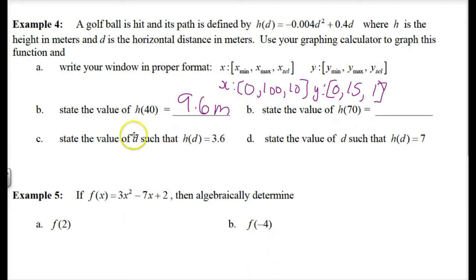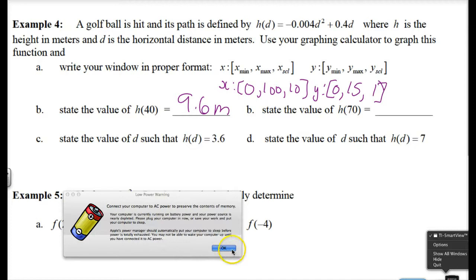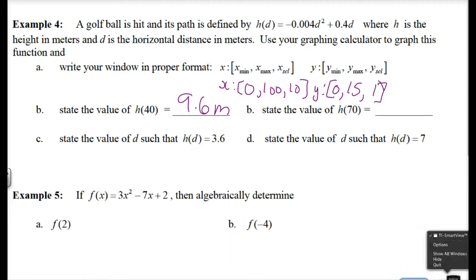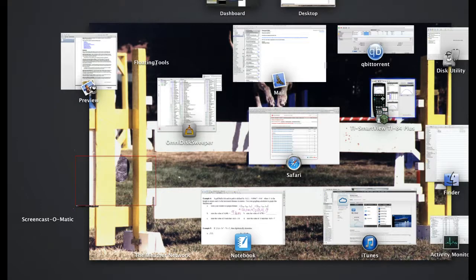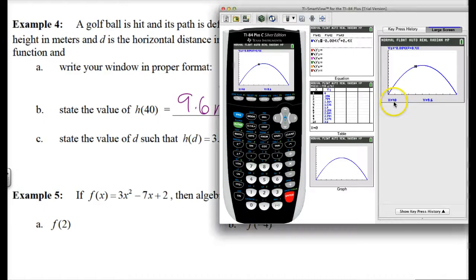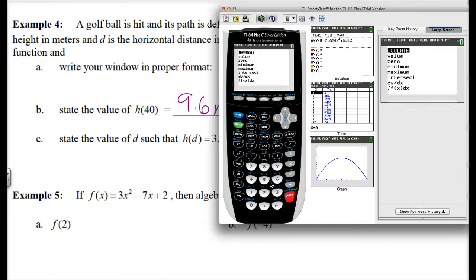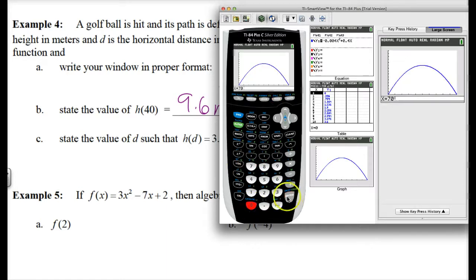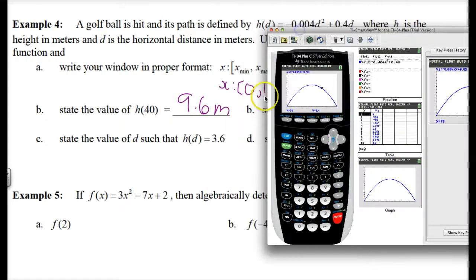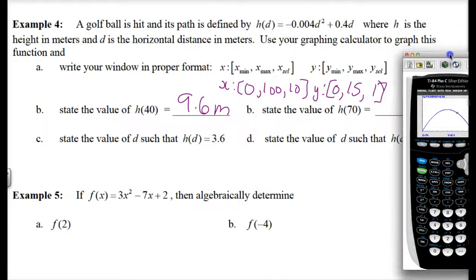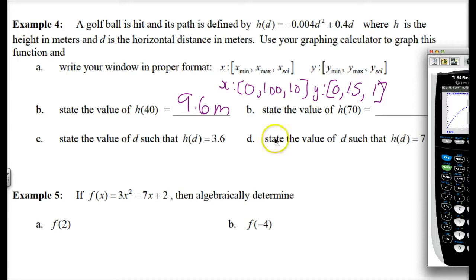State the value of h of 70. Hang on, let me get back my calculator. H of 70, second, calc, value, 70. And we get 8.4 meters. Let me just move this over a bit. So 8.4.